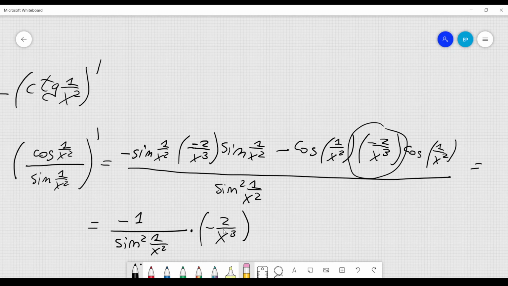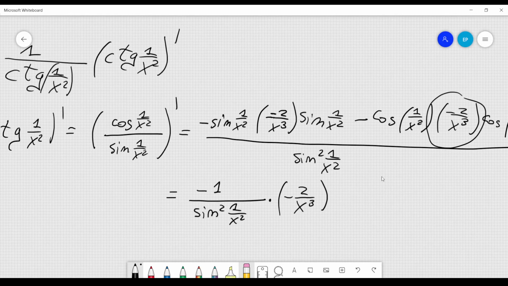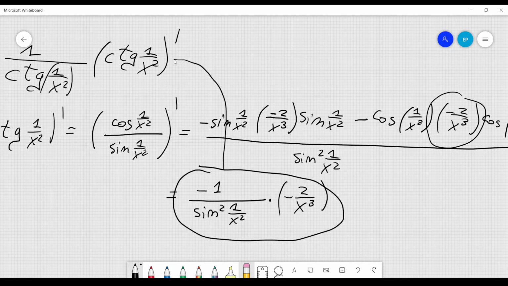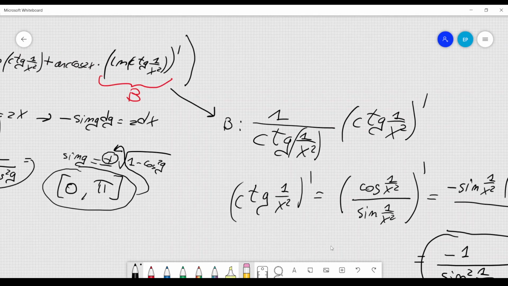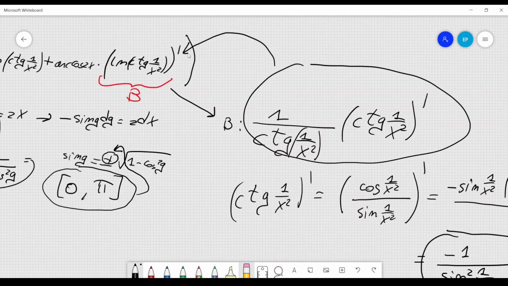Okay, so this is the derivative of the cotangent of 1 over x squared. This result should be inserted in here, and then what you get from this result should be replaced here. Okay, so that's the result of the calculation.